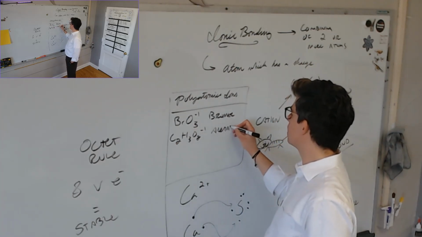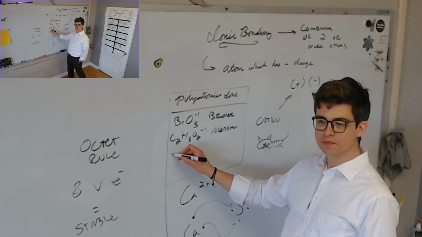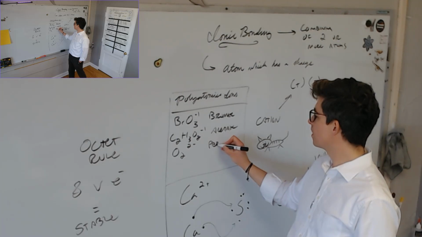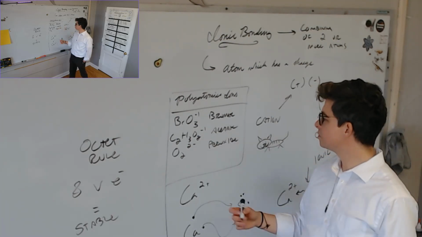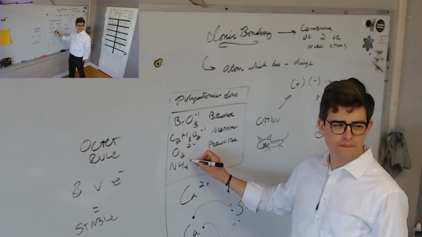Acetate. Gabe? My favorite because it's the easiest, peroxide, O2 with a 2- charge. Kendall? Ammonium, which is NH4 1-, or plus 1? Plus 1.